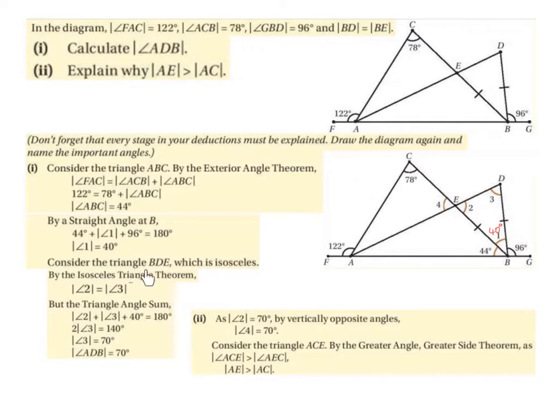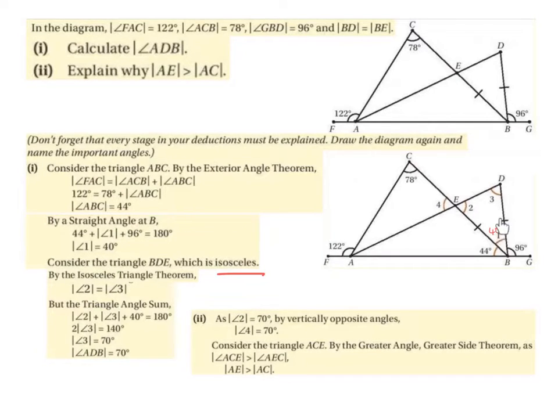Next we're going to consider the triangle BDE, so this triangle here, which is isosceles. We know that this triangle is isosceles because the length DB is equal to the length EB. We have these little lines here that represent equal length. So by the isosceles triangle theorem, angle 2 is equal to angle 3.